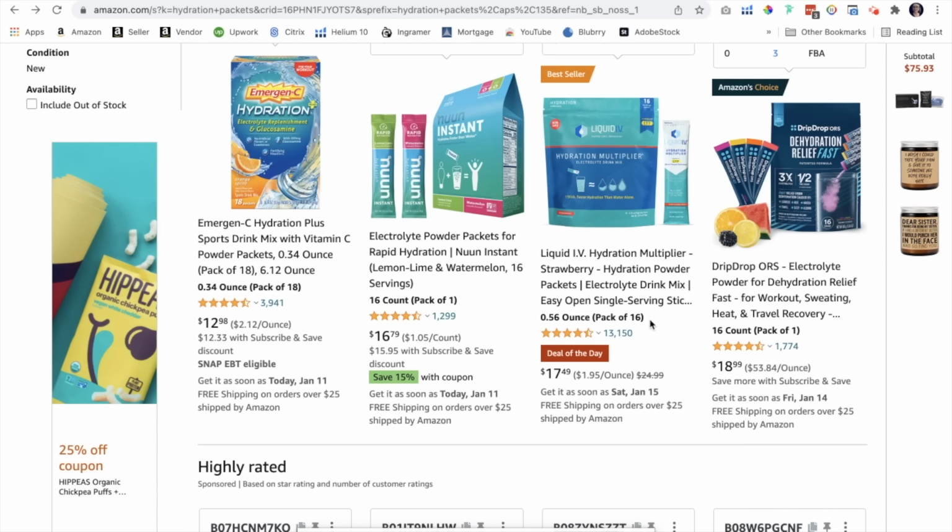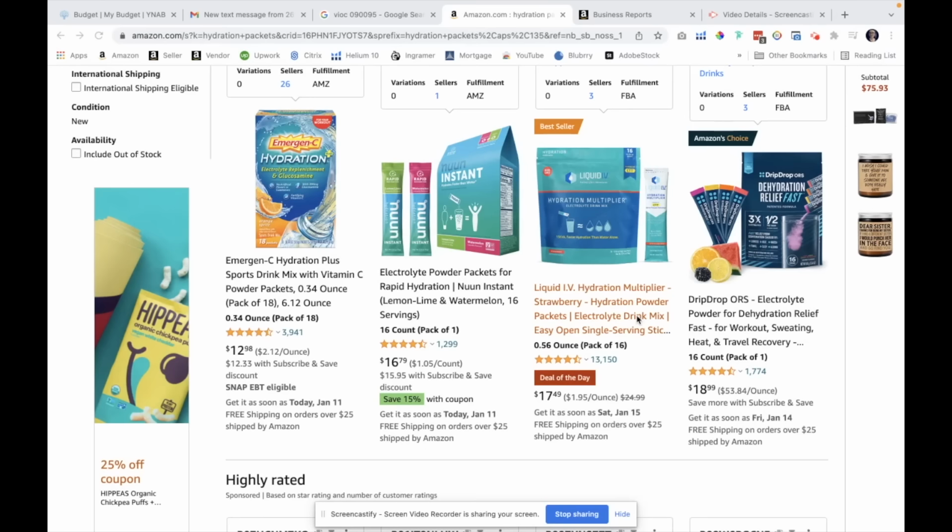If they want a different flavor, if they want a different size, if they want different ingredients, we do our best to give as much information as possible so that the only people that click on our listing really are our customers. All right, next part of our funnel is the click.